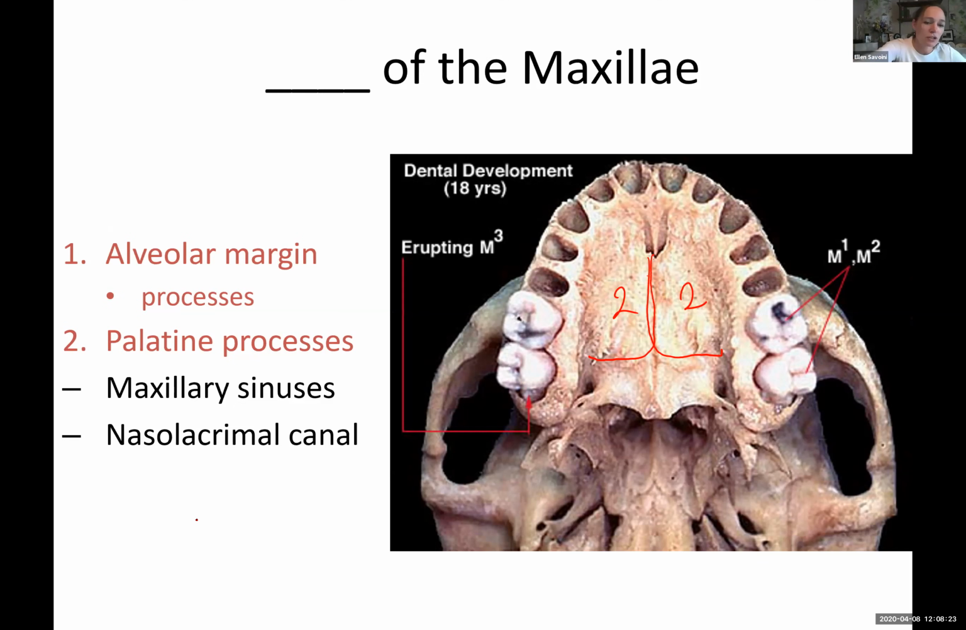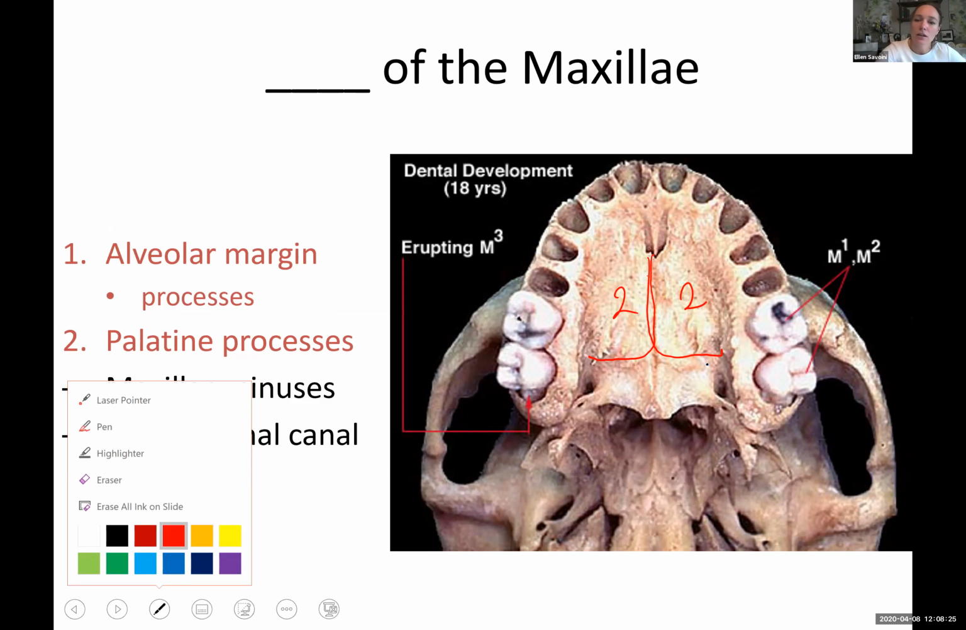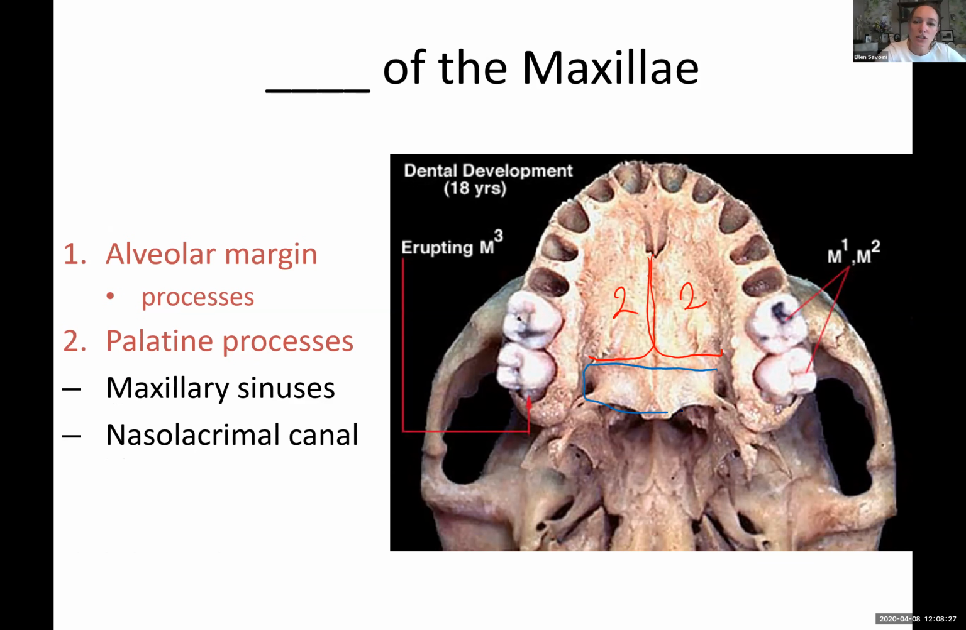Now, I'm just going to get ahead of myself here. This portion here is a totally separate bone known as the palatine bone. So you can see that number 2, the palatine process, is actually a part of the maxilla pointing to this palatine bone. So you actually have 2 bones that form the roof of the mouth. One is the maxilla and the other is the palatine bone, which we'll get to.